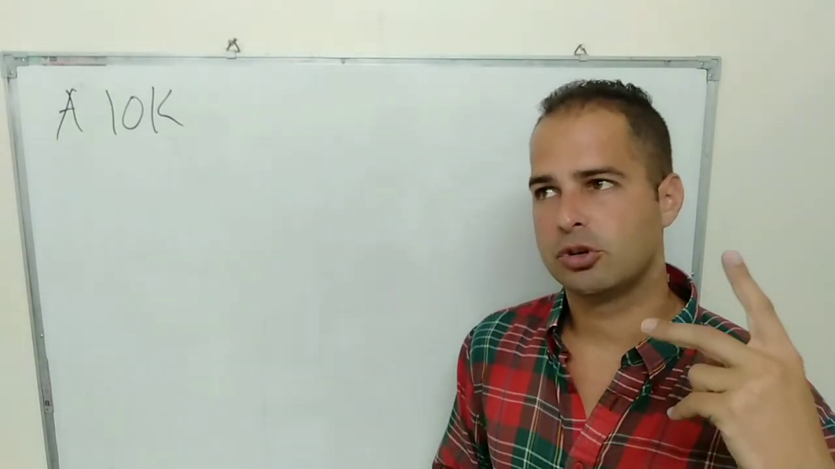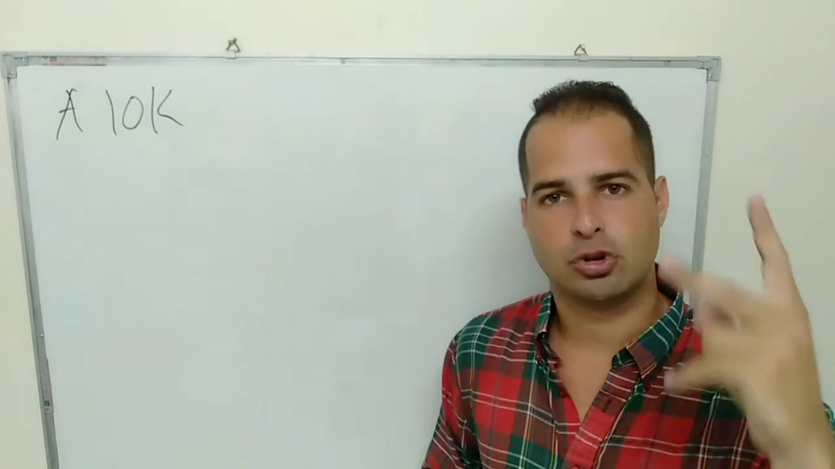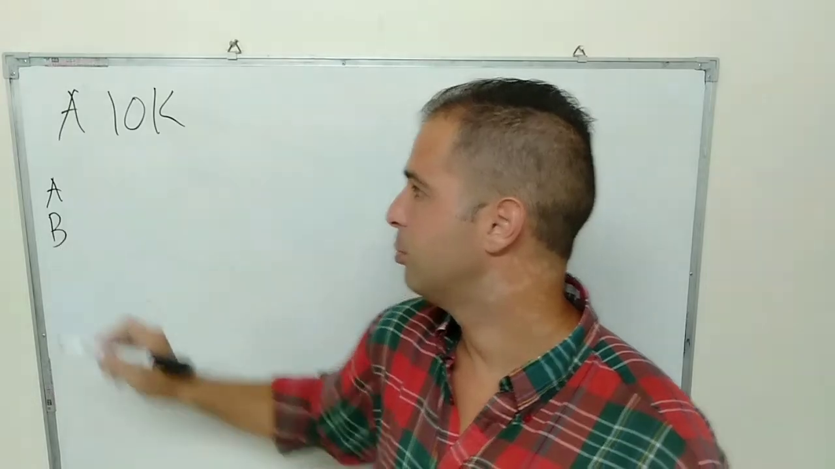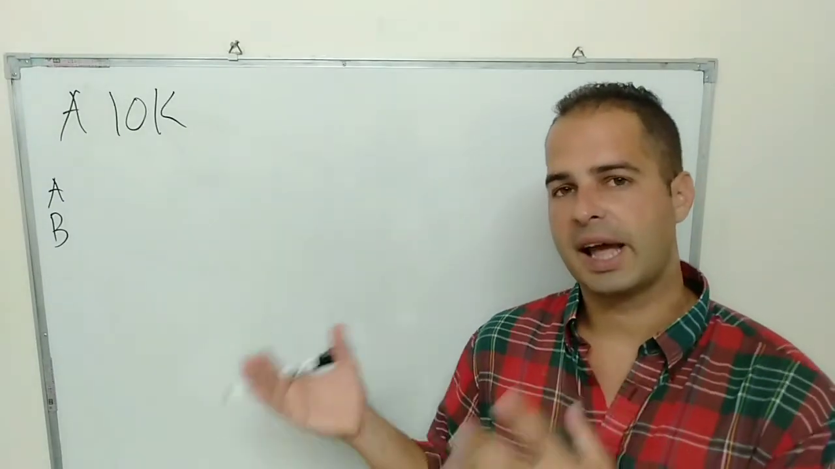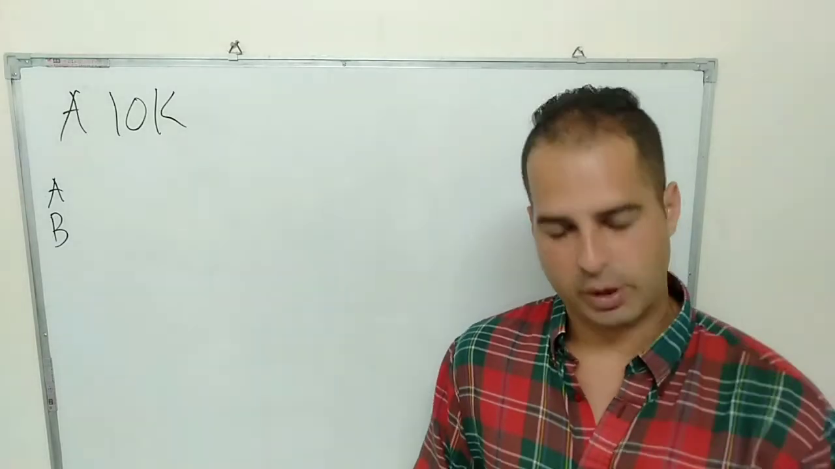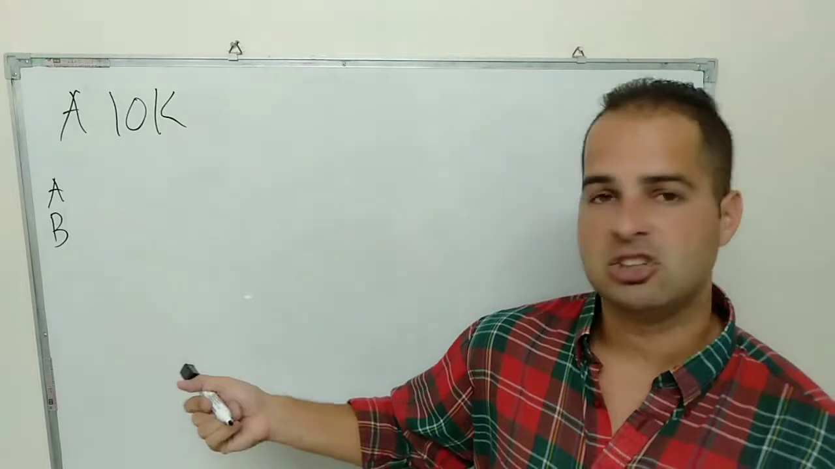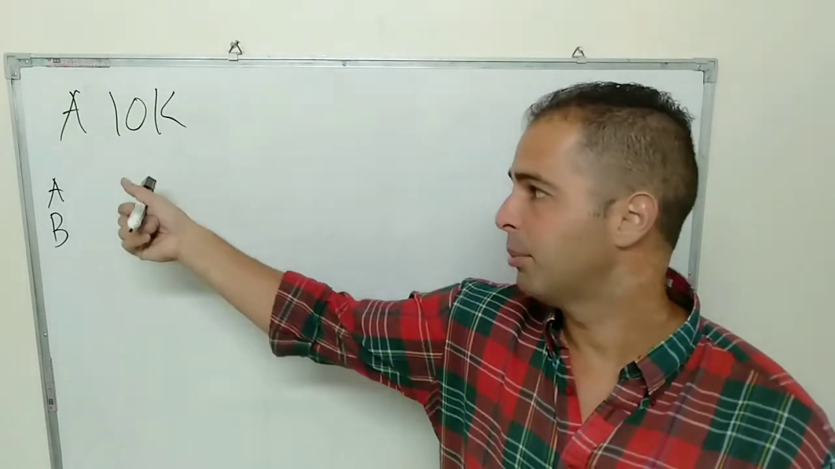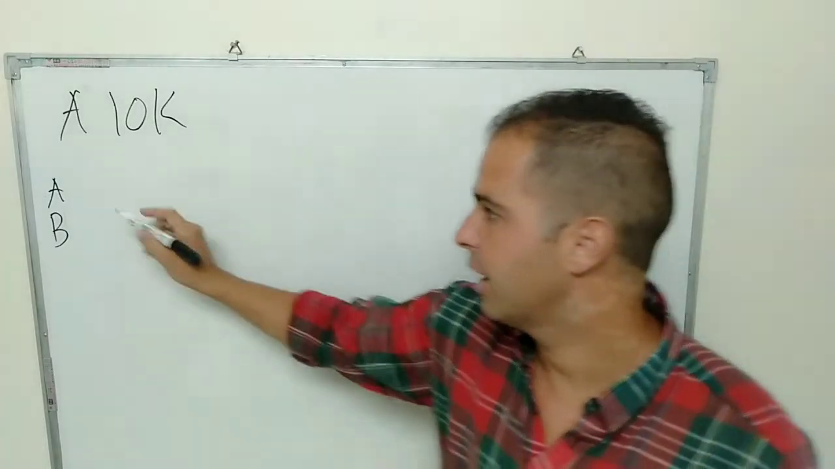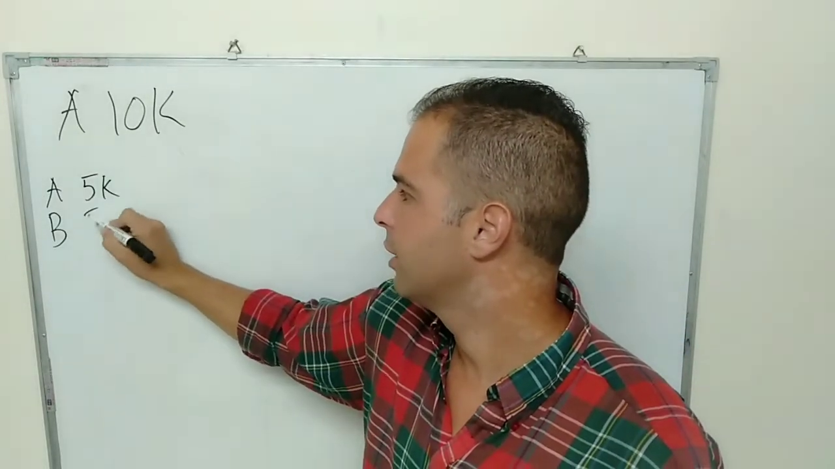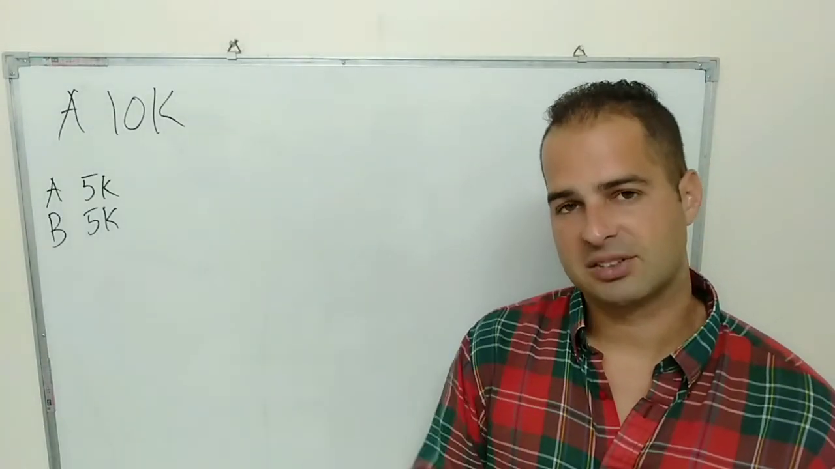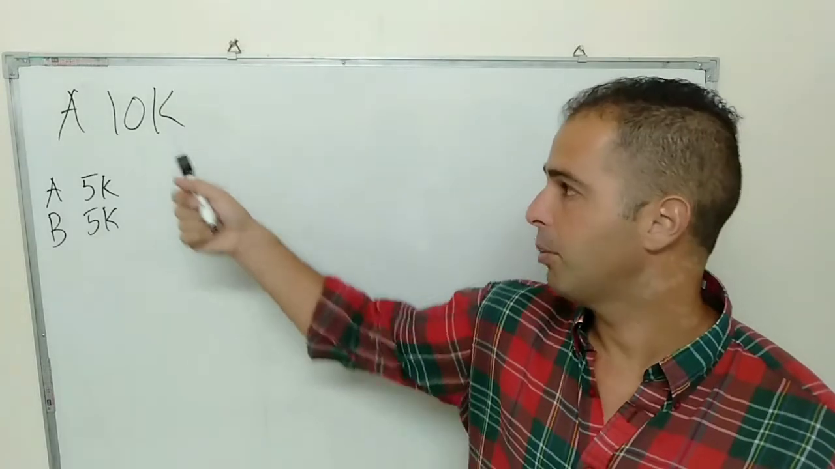Well, we could do a scenario where we have 2 stocks, stock A and stock B. If I were to take stock A and stock B and buy as much as I could of each one, and I'm going to go right down the middle, how much can I buy of A and B if I have 10K? Well, 5K and 5K. Okay, very simple.